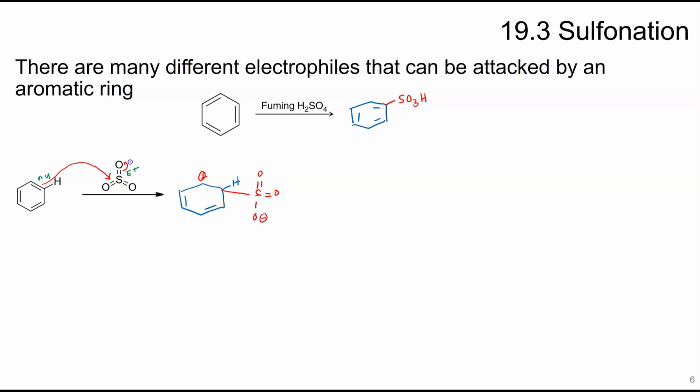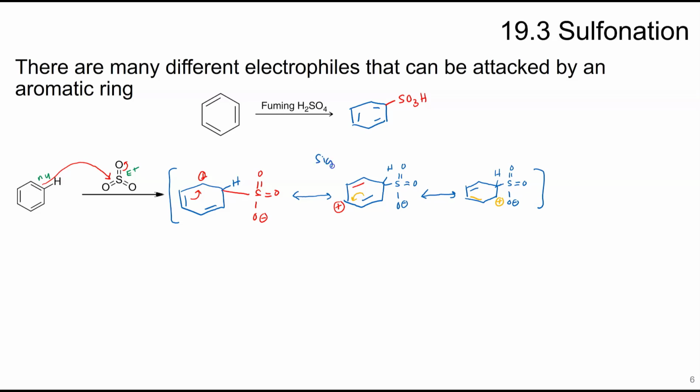So one of these electrons will go up in that process. So we have SO3 minus. That same sigma complex is formed. We can draw another resonance structure. And those are our sigma complexes.